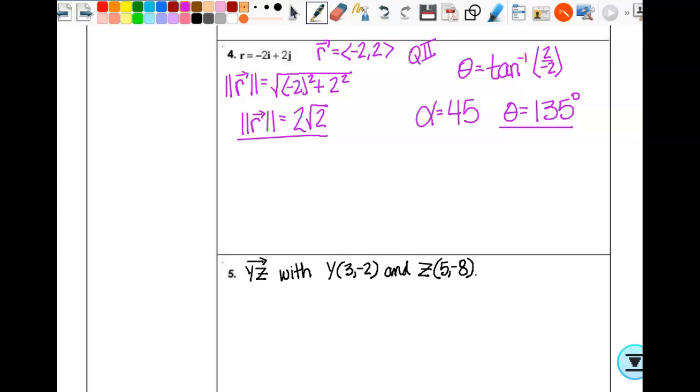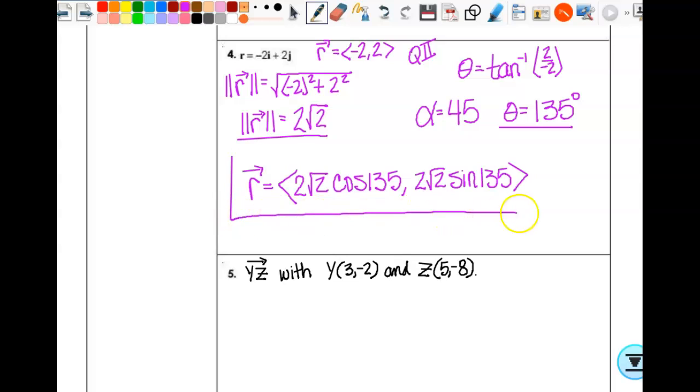So I have my two pieces there, and then I can say that vector r in trigonometric form is 2 square roots of 2 times the cosine of 135, 2 square roots of 2 times the sine of 135. Any questions at all?